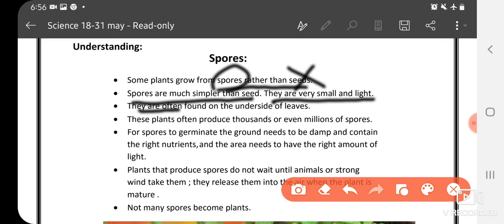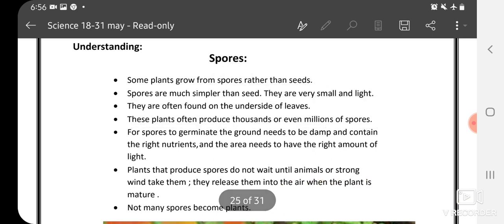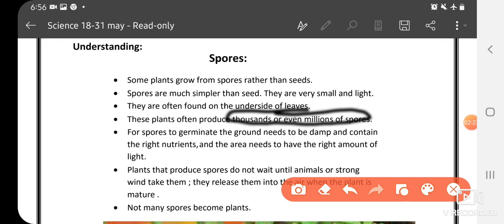Next, they are often found on the underside of leaves, means they are lighter in weight and they are also found on the underside of leaves. These plants often produce thousands or even millions of spores. Because of their small size, they are greater in number, thousands or even millions of spores.